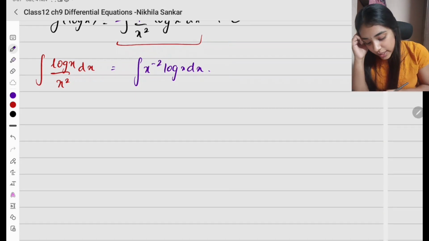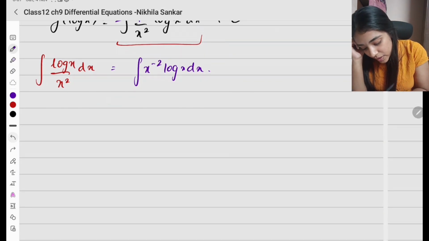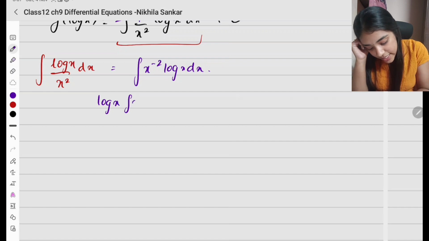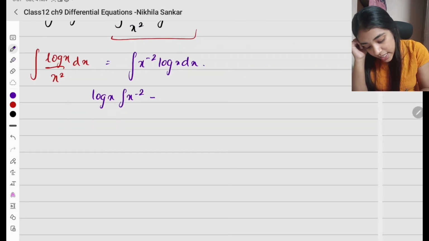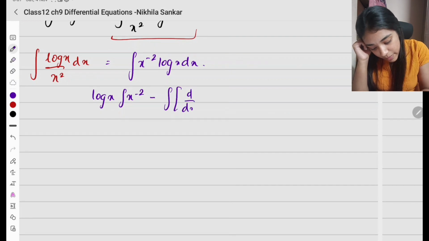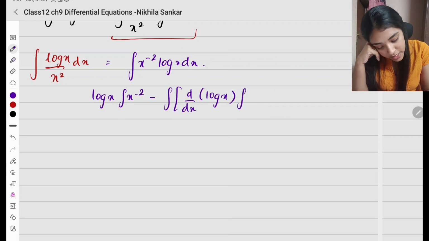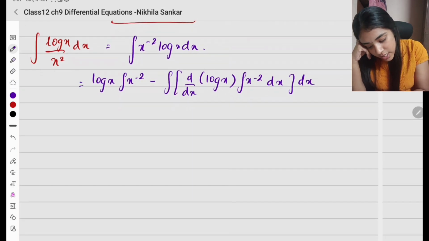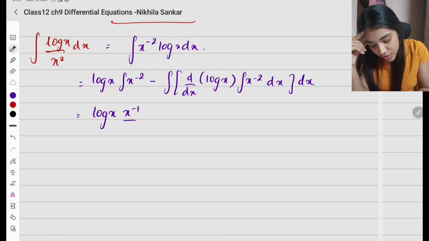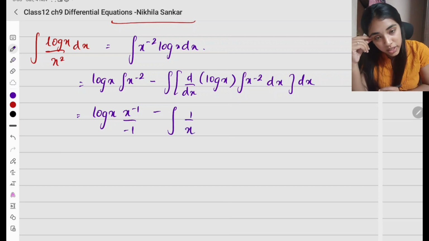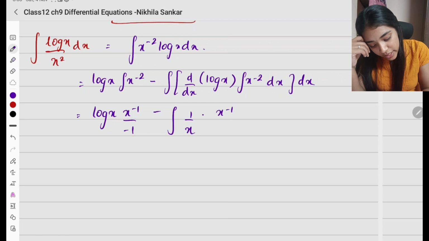Can we do integration by parts? So what will I have? I have log x times the integration of x to the minus 2, minus the integral of d by dx of log x times the integration of x to the minus 2 dx, times dx. Okay, so this is going to be log x. X to the minus 2, what will it become? X to the minus 1 divided by minus 1. Remember? Minus integral of d by dx of log x is going to be 1 divided by x times the integral of x to the minus 2, which is x to the minus 1 divided by minus 1, times dx.